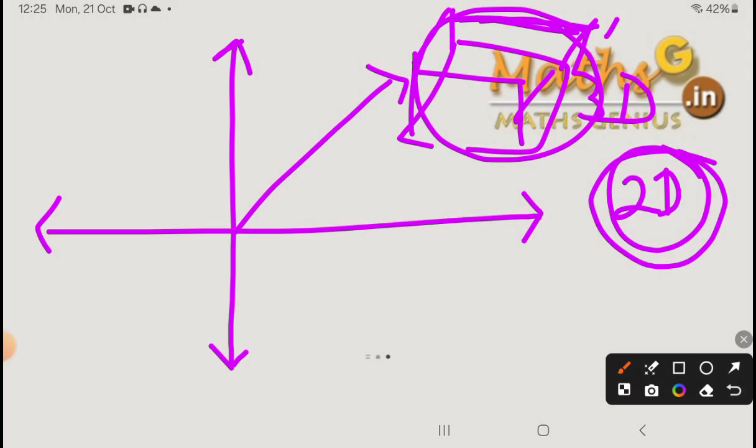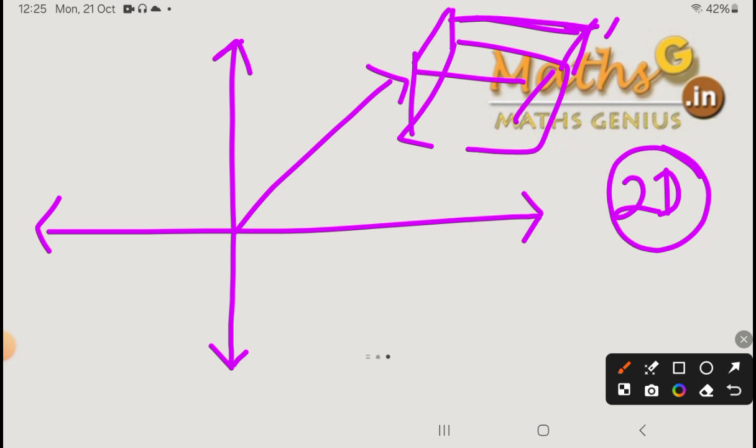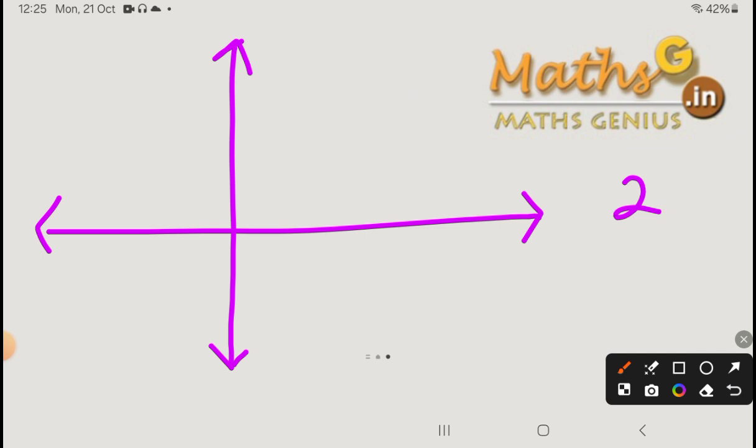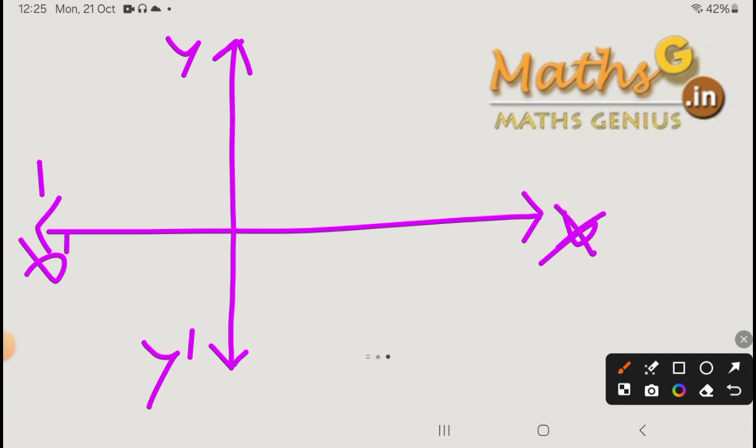So now we are coming back to 2D, which is in class 10 under coordinate geometry. What are coordinates? Coordinates are the markings where you find a particular point on the plane. So it's an ordered pair.